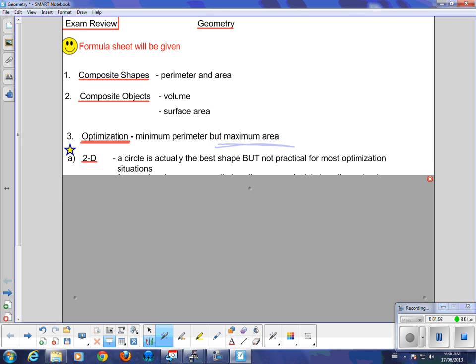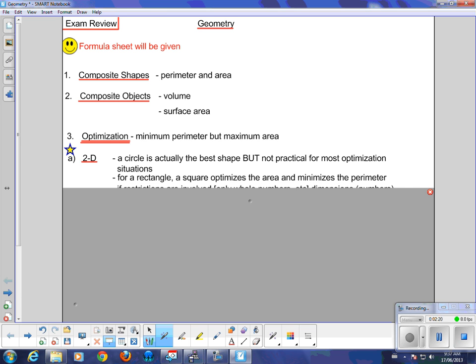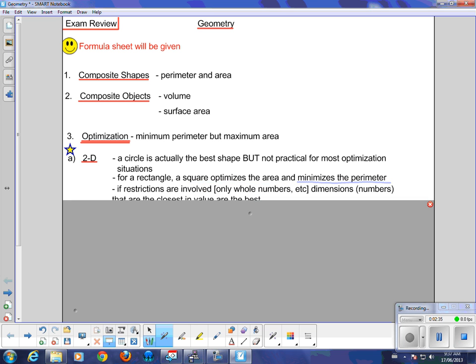So the first thing is for us to recognize that a circle is actually the best shape that optimizes. Okay, it will give you the minimum perimeter for the maximum area. But the reason we don't spend a lot of time on it is because it's not practical for most questions. Okay, we're not going to make a circle fence. Okay, it's not practical in other ways. Okay, so then we look at a rectangle. So for a rectangle, a square optimizes the area as well as minimizes the perimeter. So I can get away with less fencing and I can create the most area. So that's what that's all about.